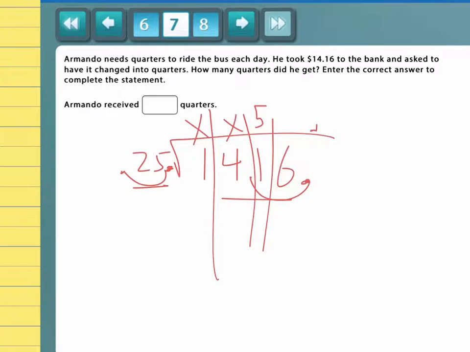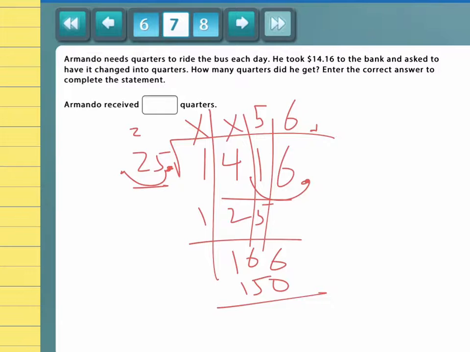5 times 25 is 125. I subtract those two, I get 16, bring down the 6, and it should be 6 times. 6 times 25 would be 150. So yes, there's 16 cents left over. So he should be able to get 56 quarters with 16 cents left over. So the answer would be 56. You ignore the remainder on this.